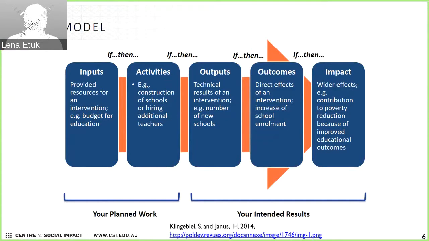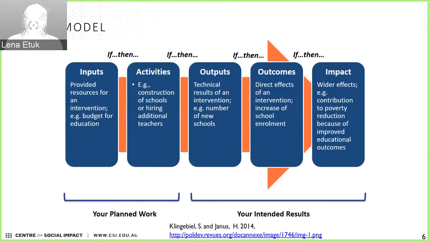And so essentially, an impact might be that as a result of more schools being present in a particular district and higher school enrollment, we then see better educational outcomes, which then contribute to poverty reduction in a particular location or a particular place. So as you can see in this example, impact is really much broader than the initial intervention that maybe targeted a particular number of students or people in a community. So those are the results.